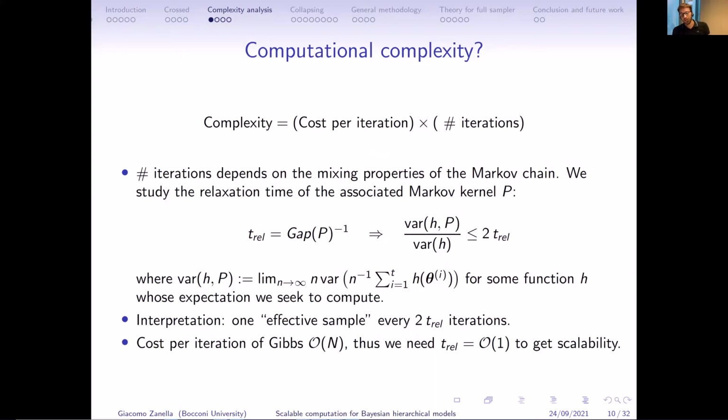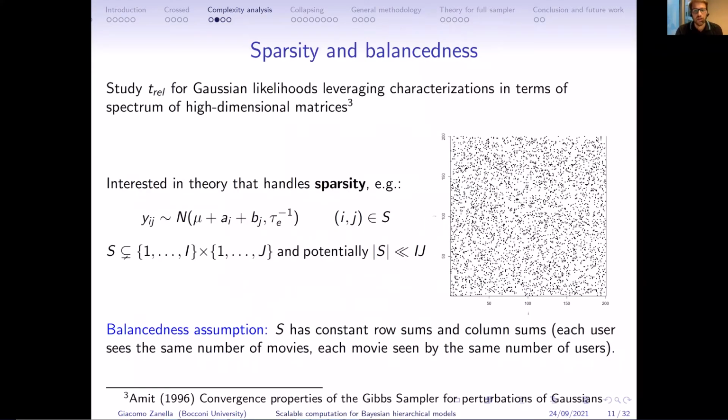So we need samplers whose mixing time does not deteriorate, whose relaxation time does not increase with the size of data and parameters. In a sense, I would argue that Gibbs type schemes are more or less the only ones which achieve this without approximation, so which are able to have order 1 mixing for higher dimensional distributions of increasing dimensionality. So we're going to do theory under sparsity and balancedness.